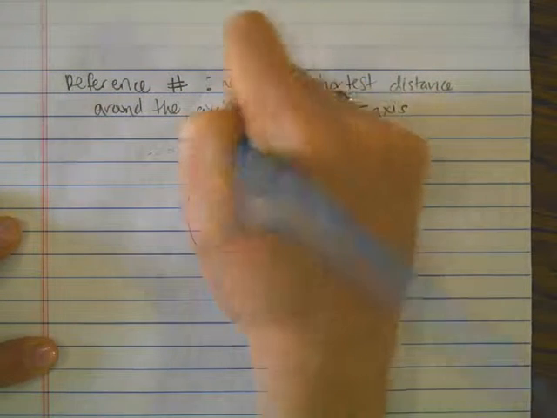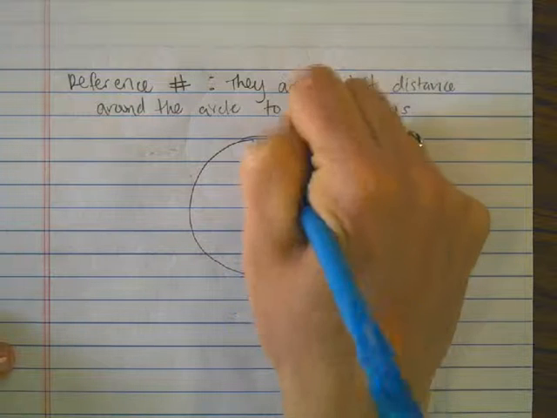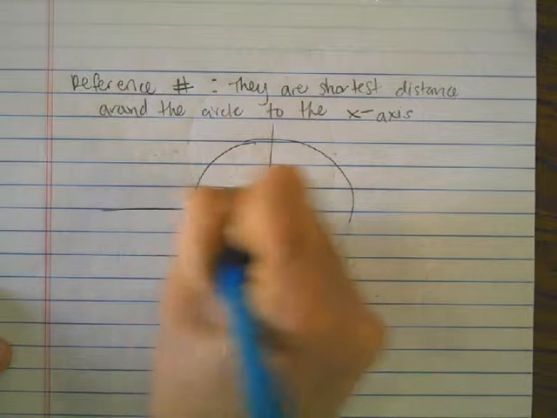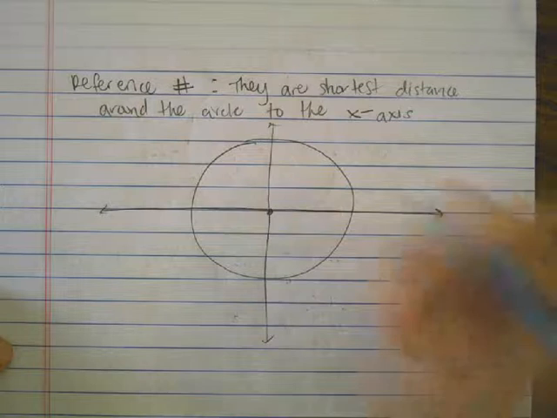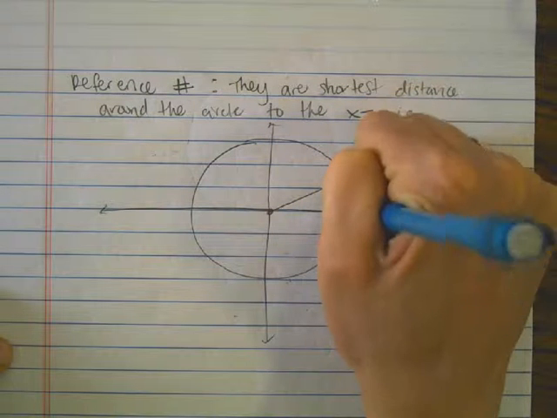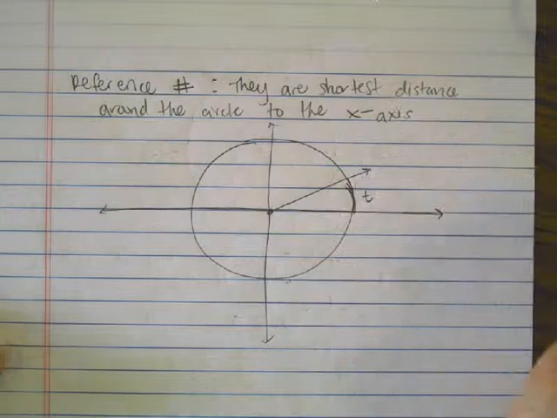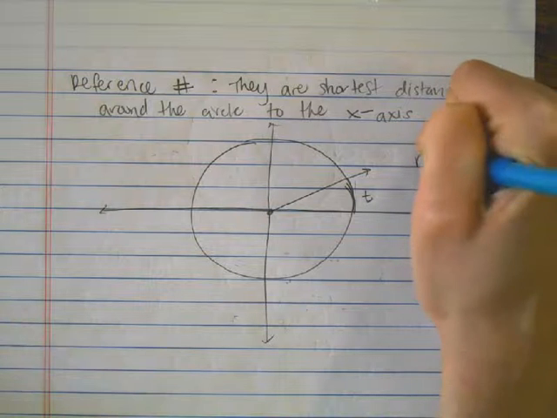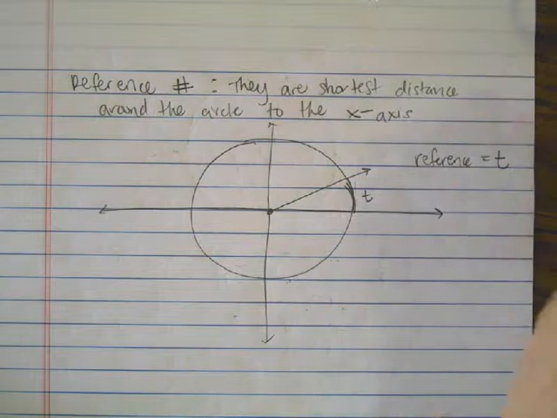So let's say we have a circle. Okay? In quadrant 1, let's say we have an angle in quadrant 1. If this is t, the shortest distance to the x-axis is t. So the reference number is t. Reference number, reference angle, same thing. So reference equals t. Okay?